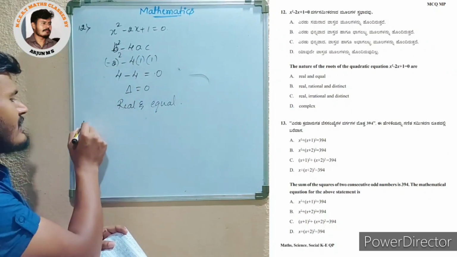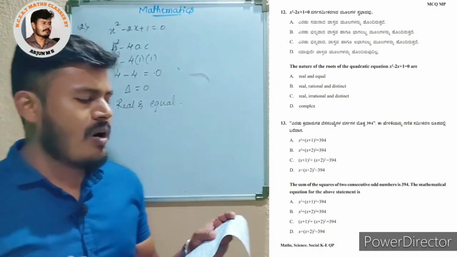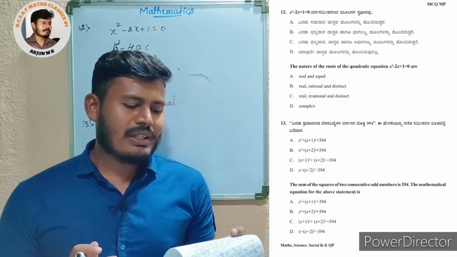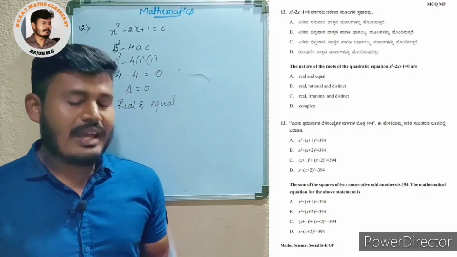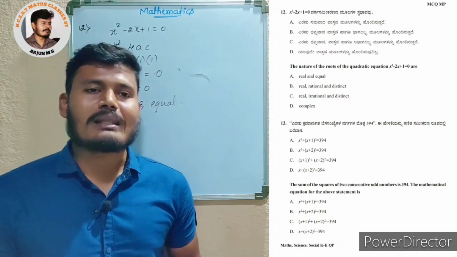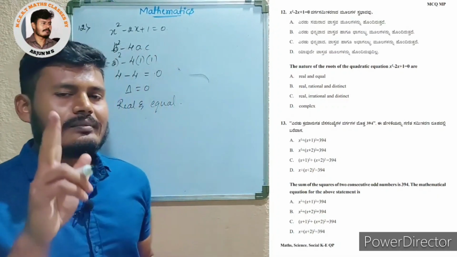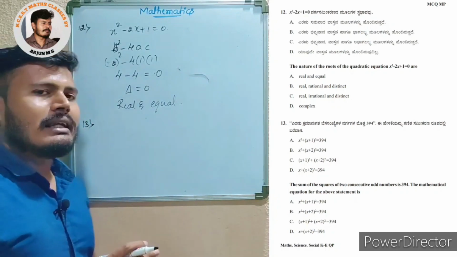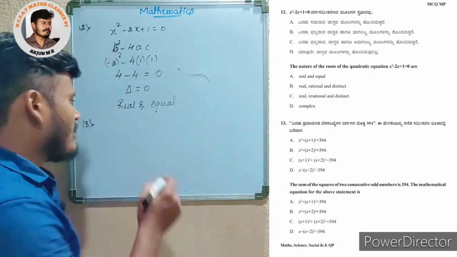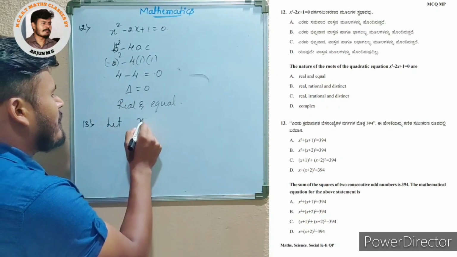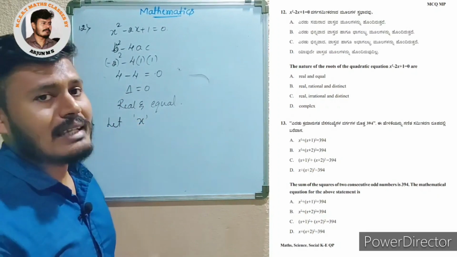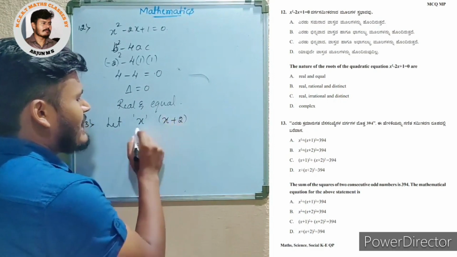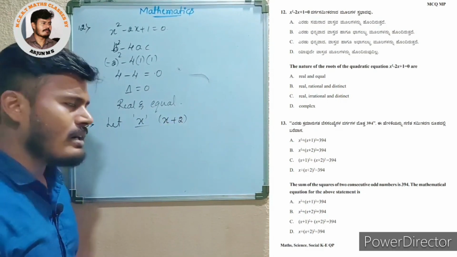The sum of the squares of two consecutive odd numbers is 394. The mathematical equation for the above statement is... we have to convert this statement into mathematical form. They are given two consecutive odd numbers. Let us consider two consecutive odd numbers. They don't give any odd number, so let the first odd number be x. Then what is the second one? The second one is of the form x plus 2, because we already considered x as an odd number.